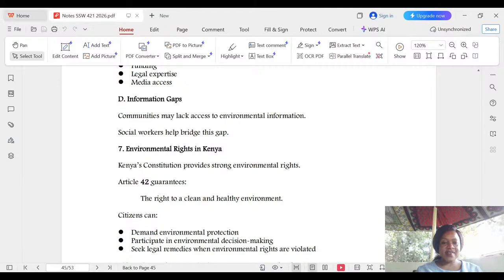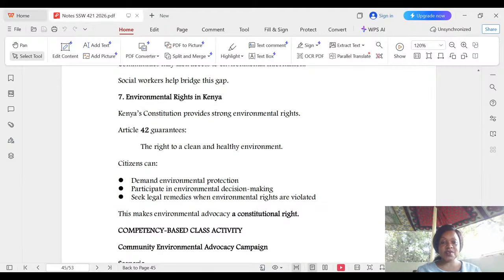Okay, let's look at environmental rights in our country. Our constitution provides strong environmental rights, particularly Article 42 guarantees the right to a clean and healthy environment. So we as citizens can demand environmental protection, we can participate in environmental decision making. Okay, like when public participation is done on policy review. Okay, we can seek legal remedies when environmental rights are violated, like compensation. So this makes environmental advocacy a constitutional right, okay? And the various bodies that we talked about that champion environmental protection in the country.